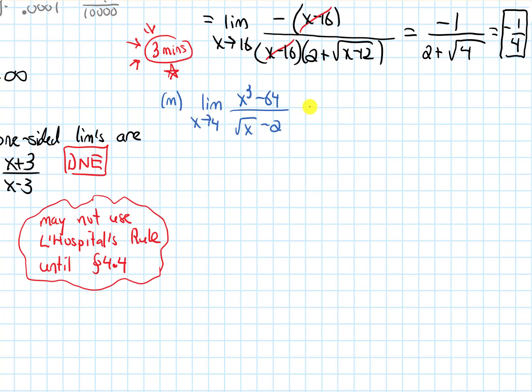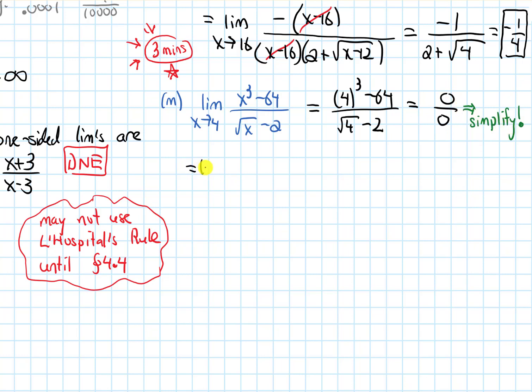So first, let's plug in. Doing that, we'll get 4 cubed minus 64 on the top. On the bottom, I'll get root 4 minus 2. So the top is going to be 0, the bottom is going to be 0. Indeterminate form, so we simplify. So hopefully we're getting comfortable with plugging in as a first step, and then depending on my form, recognizing what technique to use, in this case simplify.